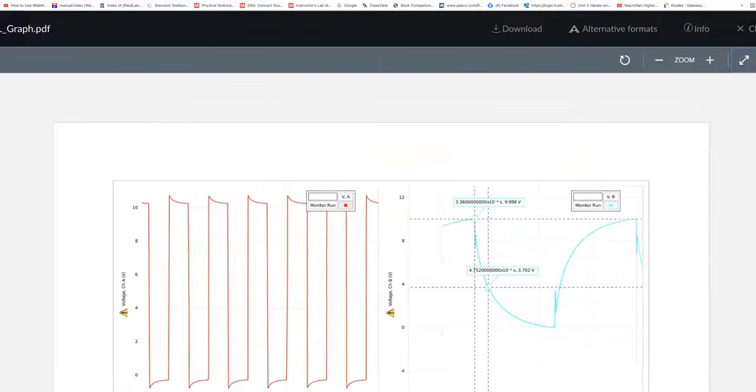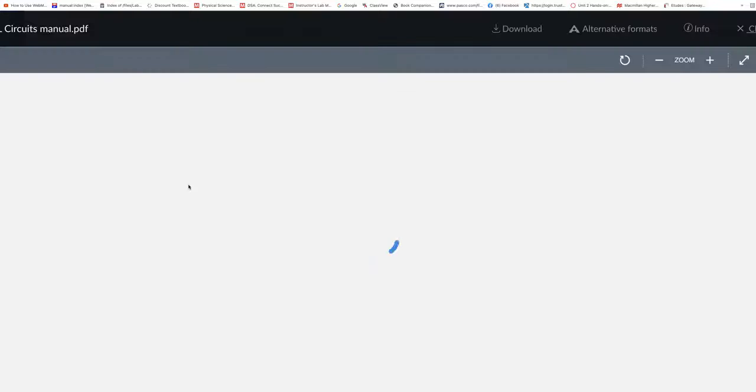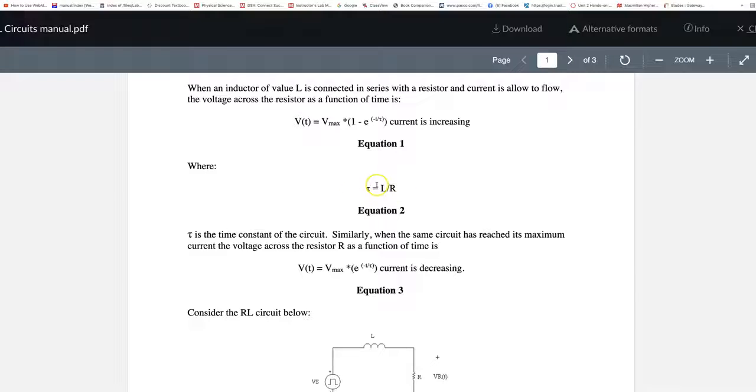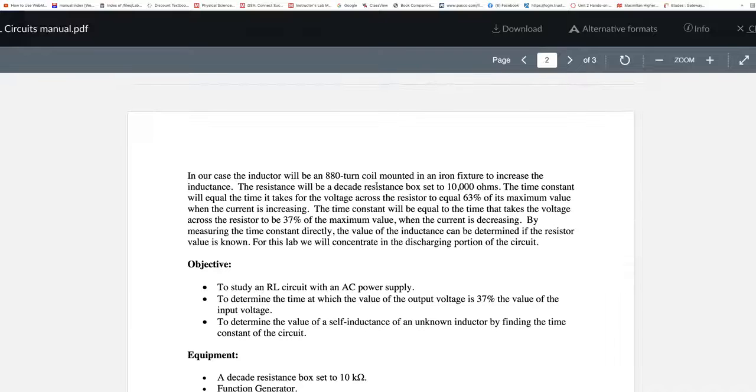Remember, you have the equation here. It's just one equation, so you don't have to worry about so many things. Tau is L over R, and R is 10,000 ohms, and then you're good to go and calculate L. We don't have a theoretical value or two methods to calculate L, and therefore we will not calculate any percentage differences.